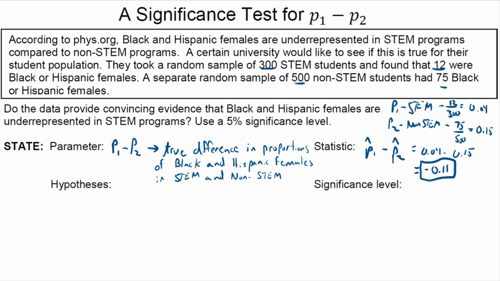I'm just going to put a box around it so I know where to look and find it in the future. Okay, and our significance level, well, they give us that. Significance level is right here. They actually tell us this time. So our sig level here is 0.05.